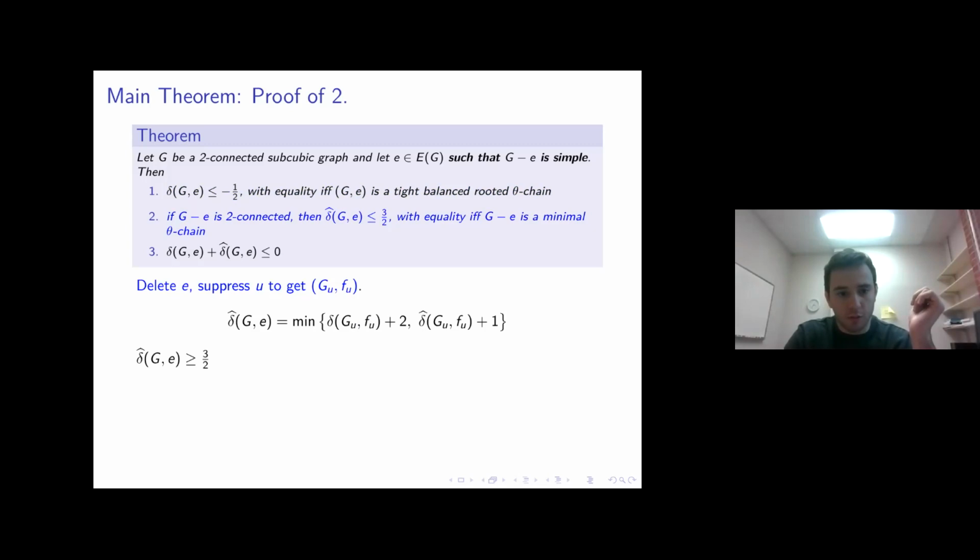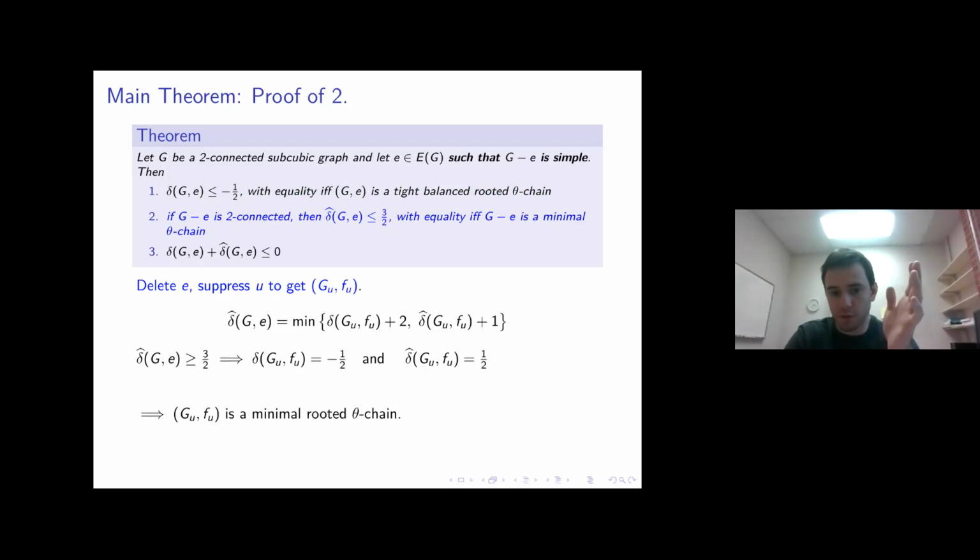And so, assuming that delta hat is greater than 3/2, this implies delta GU FU is equal to -1/2, and delta hat is also equal to 1/2. So it's an extremal case we've previously talked about, and we understand what that is. So it implies it's a minimal rooted theta chain. Okay, so the second case kind of reduces to the first case, since we understand the first case.